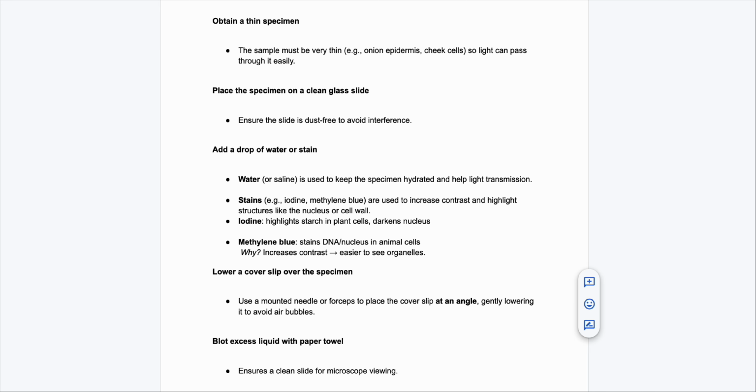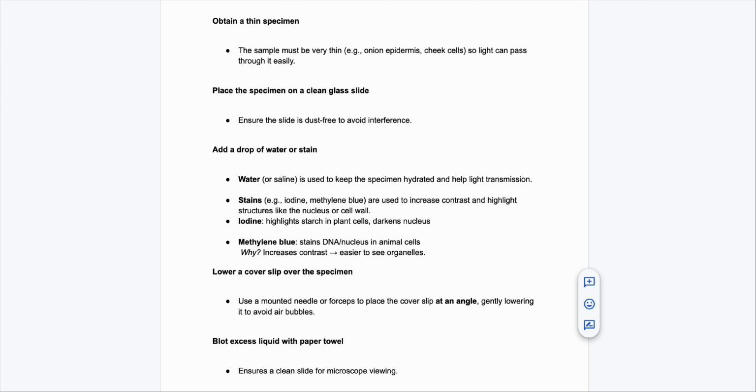So step 1 is essentially you get a specimen. Here we use the example of onion epidermis or cheek cells, which you get from inside of your cheek. We used to do this in middle school. You take a bit of the inside of the cheek and put it on a microscope and you can look at it. The sample has to be very thin so that light can pass through and you can look at it easily.